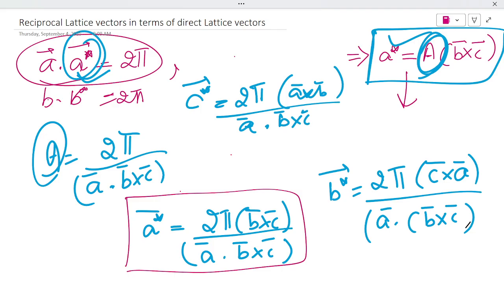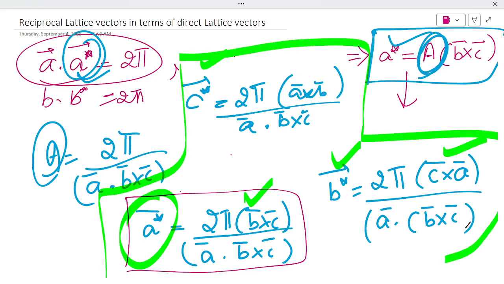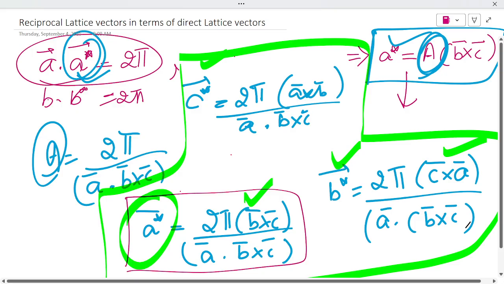So in this way, we have found the relationship between reciprocal lattice vector and direct lattice vector. So these are the three expressions, and we will be using these expressions to find the reciprocal lattice vectors of the three cubic structures, which are simple cubic, face centered cubic and body centered cubic. So we'll be proceeding with it. First of all, we'll be doing it for the simple cubic structure.